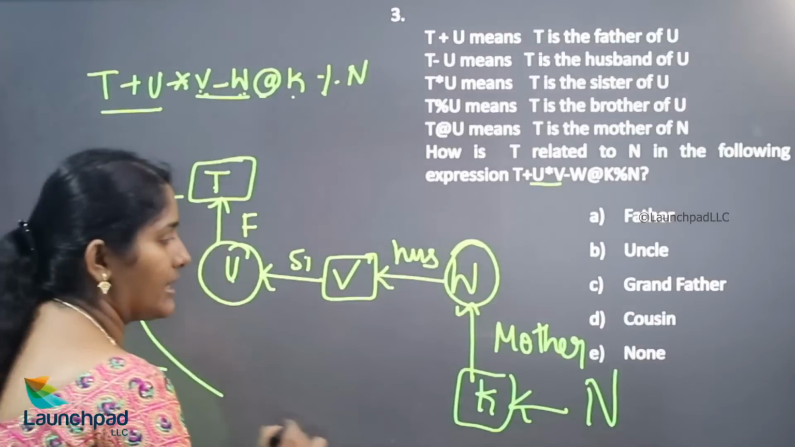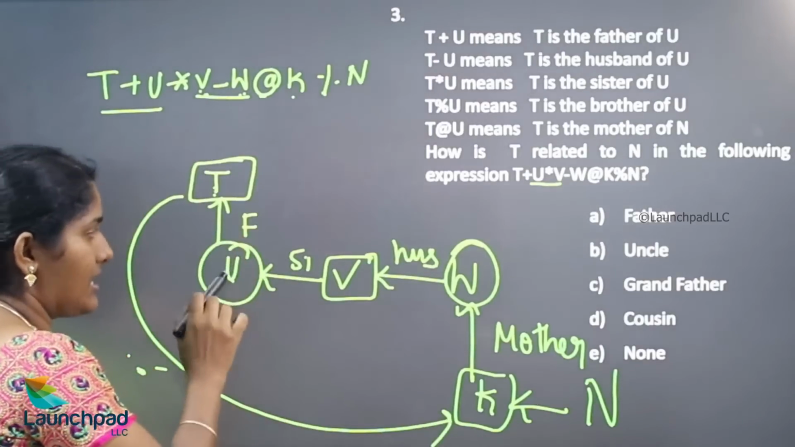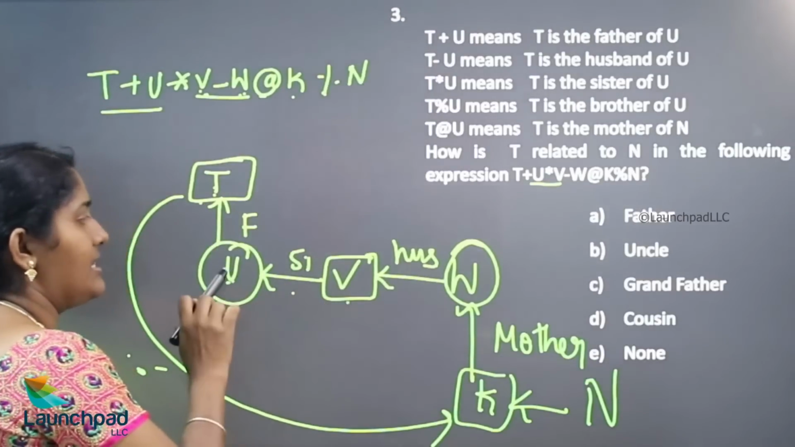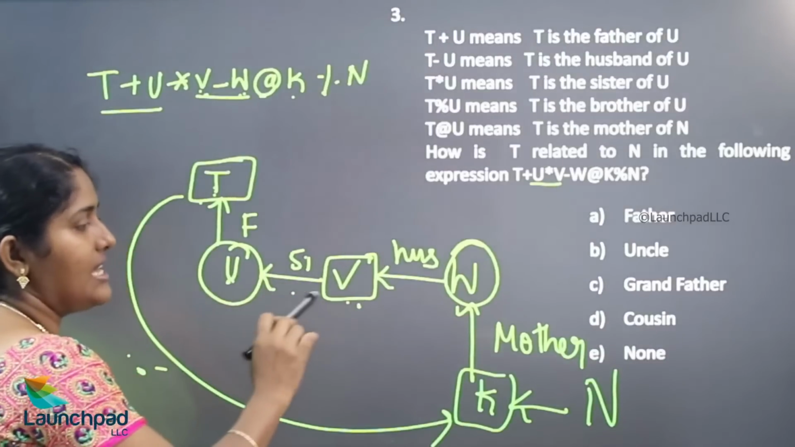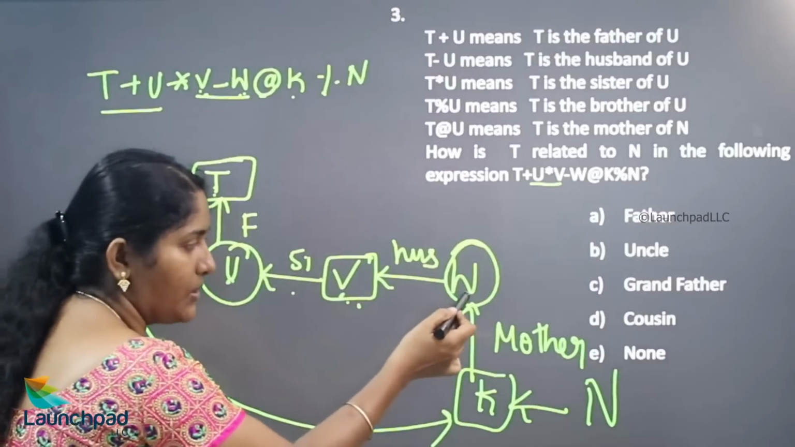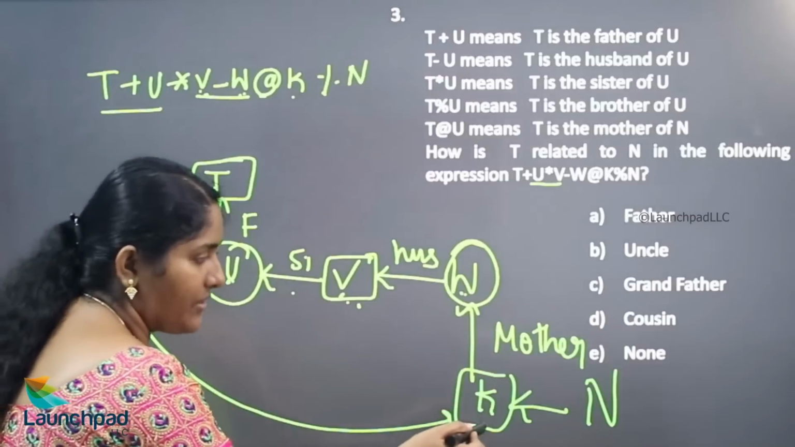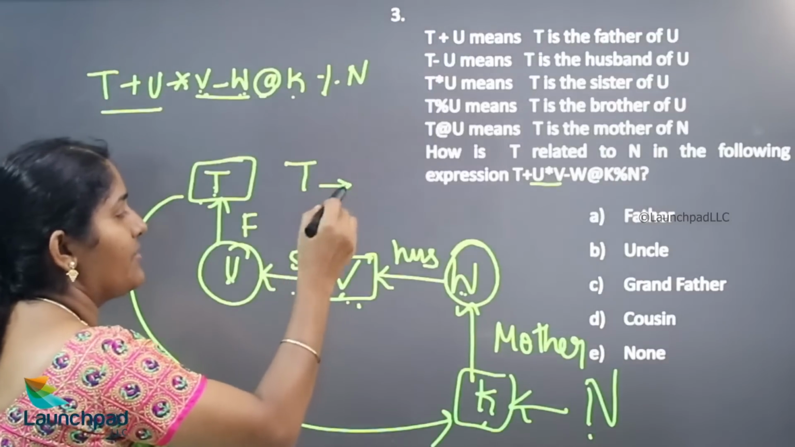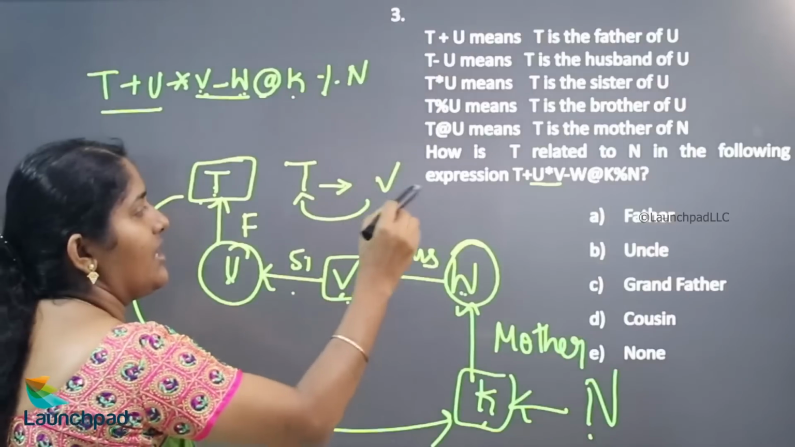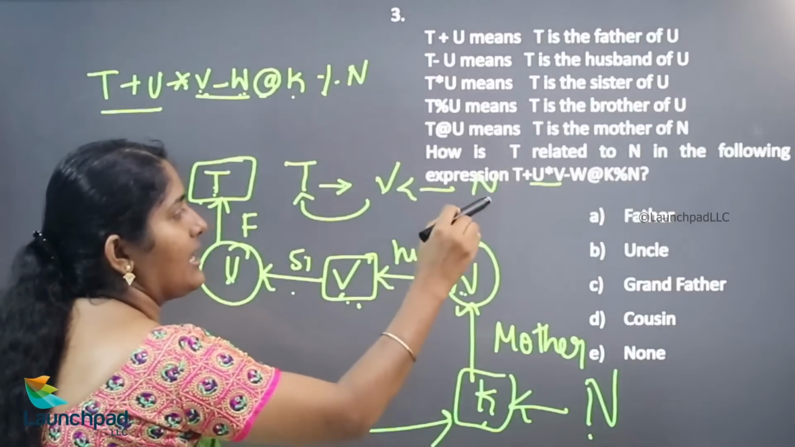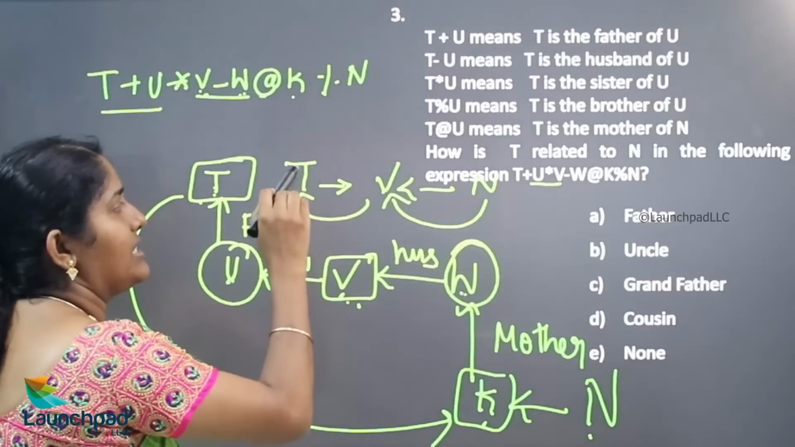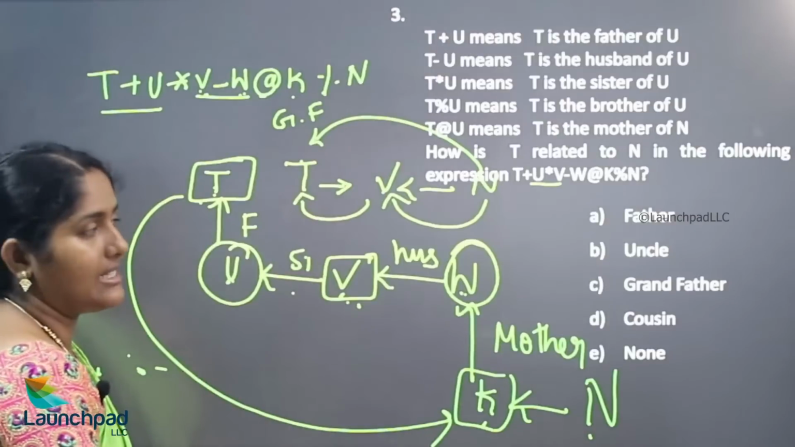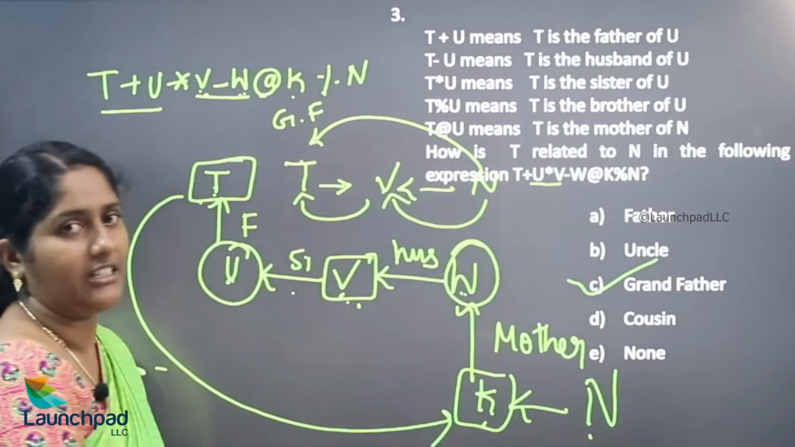How is T related to N? T's children are U and V, a daughter and a son. The son's wife is W. W is the mother of K and N. Hence, T is the father of V, and V is the father of N. So, T is the grandfather of N. Your answer is option C, the correct answer.